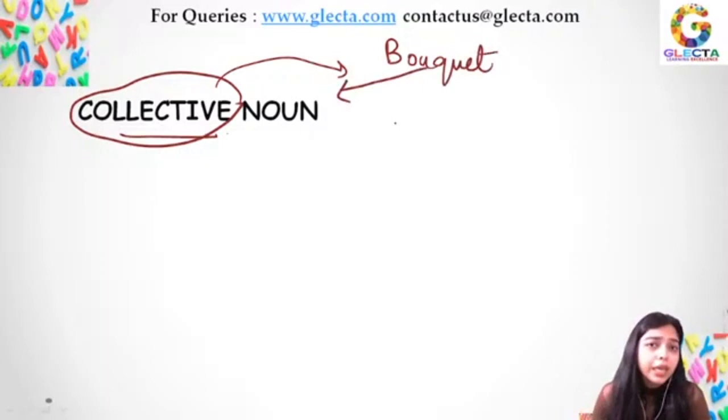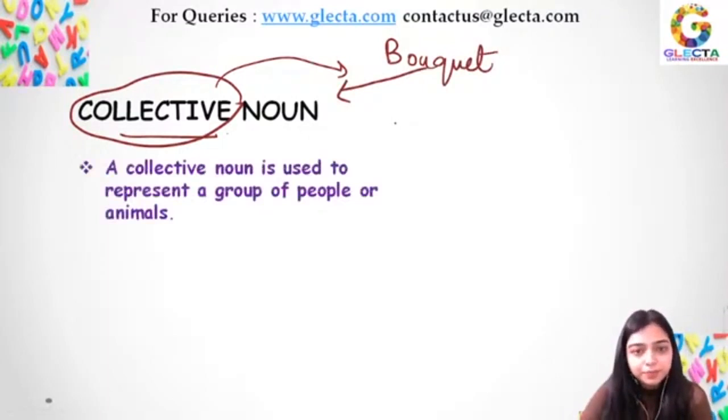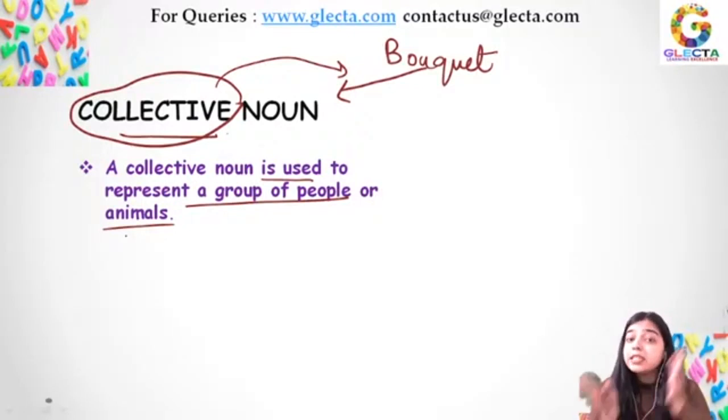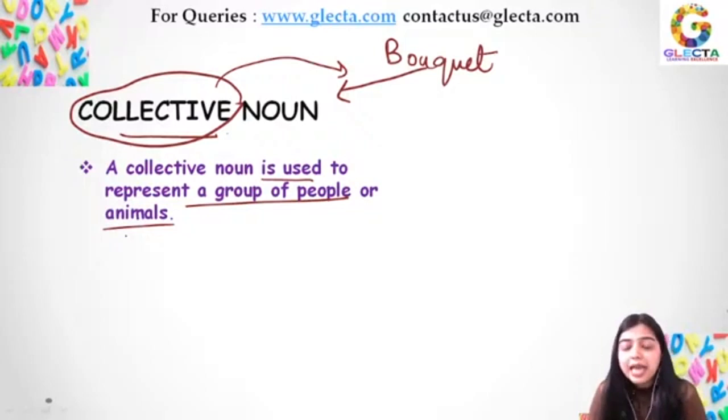Let us dive in and look at the explanation of collective noun. A collective noun is used to represent a group of people or animals. So just like we discussed, a group of something, a group of people, a group of animals, a group of things, anything. But instead of mentioning so many names, we use a collective noun to represent that group.